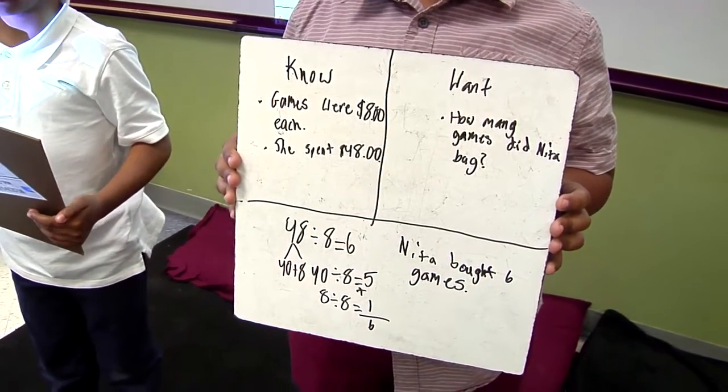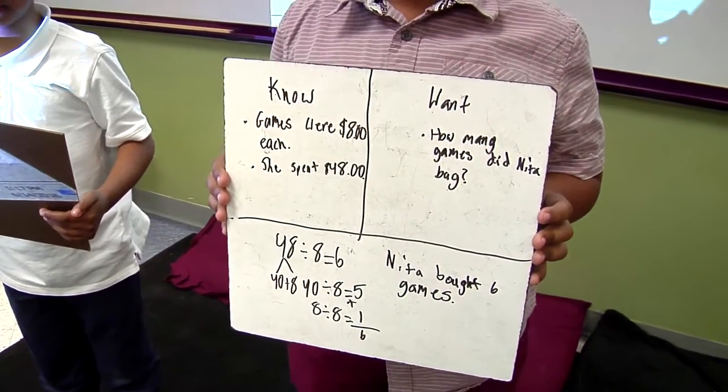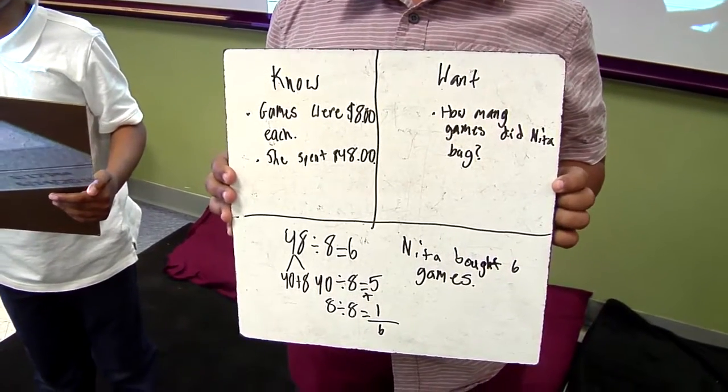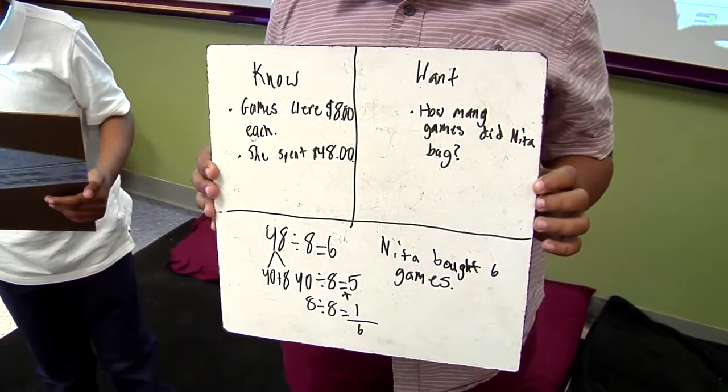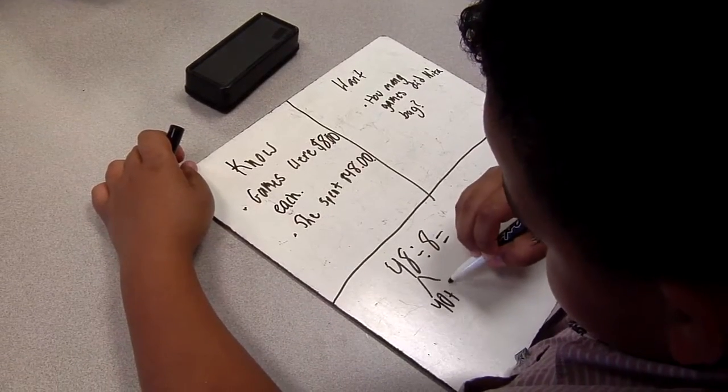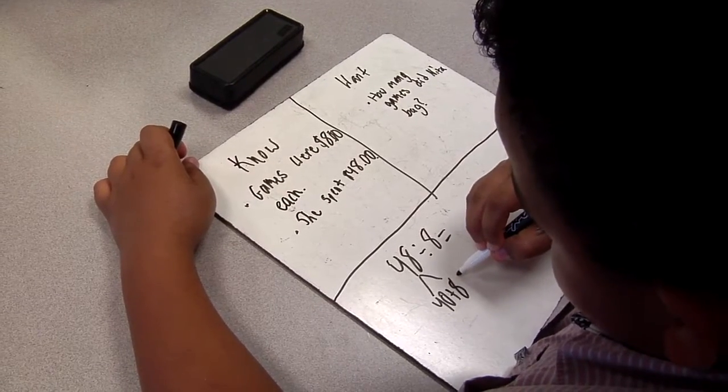So the next problem that we worked on is the number of groups unknown problem, where the students had to find out how many games Nita bought for her grandchildren. One of my students chose the distributive property. He knew that it was a division problem, 48 divided by 8. And at that time, he was unclear as to what the quotient would be, the answer would be.